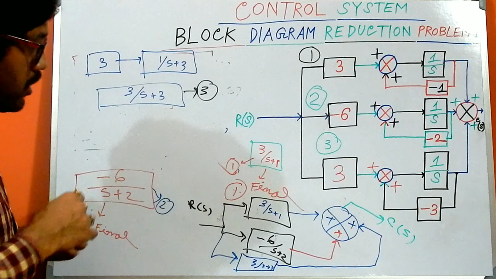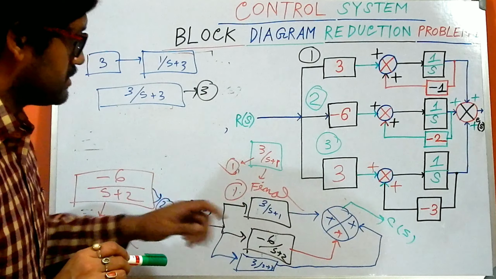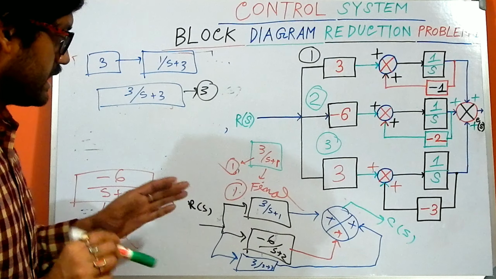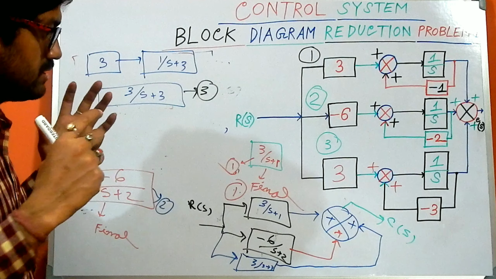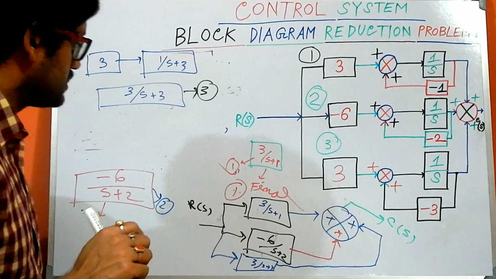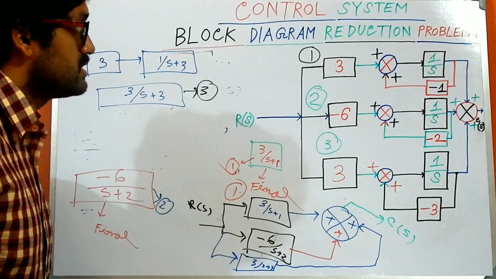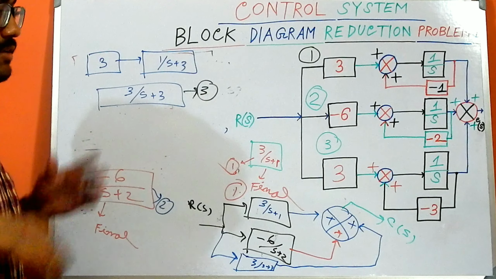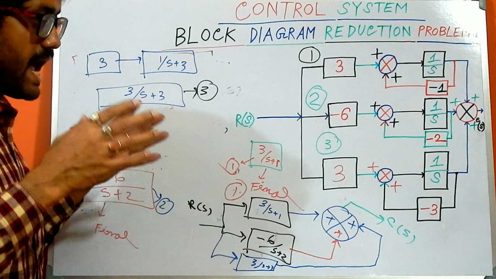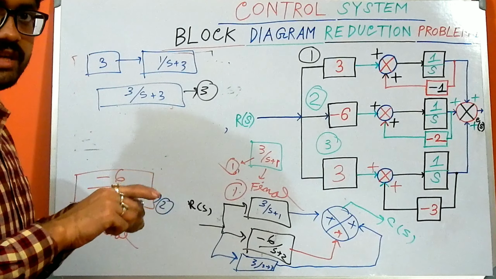Okay, so all these responses have a plus, or the summing point is taken as all the signals are added to make our CS. Okay, so what is the main objective of our block diagram reduction problem? In the final answer, I have only one block present over here.